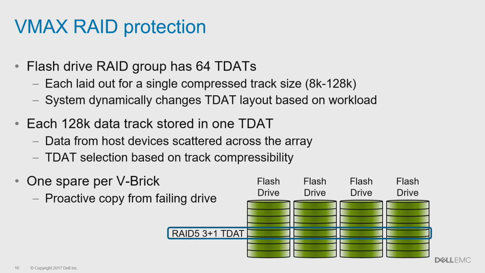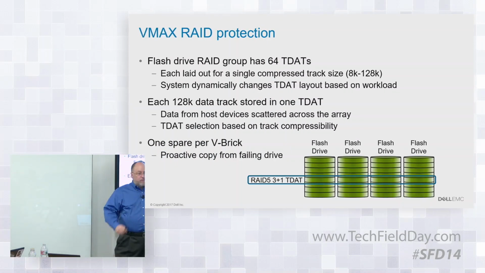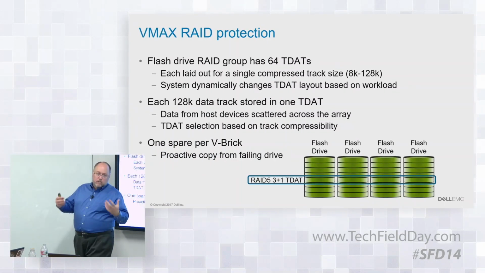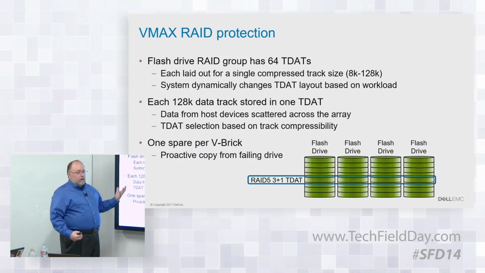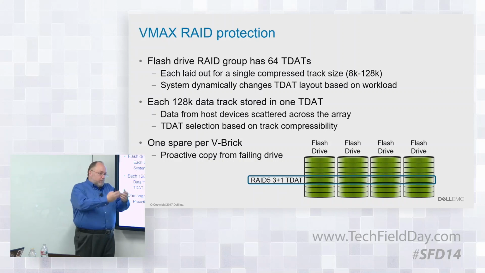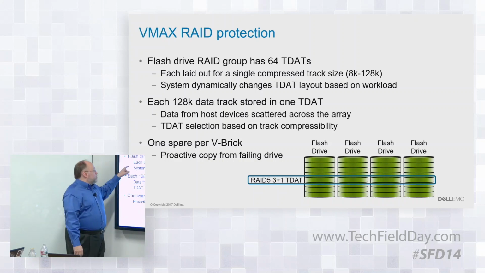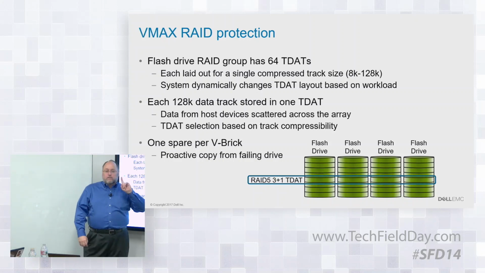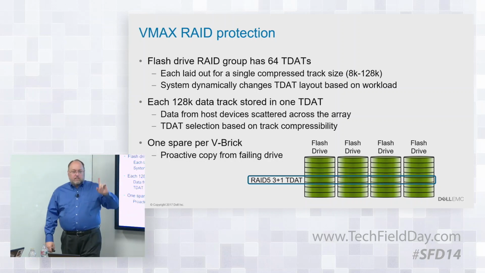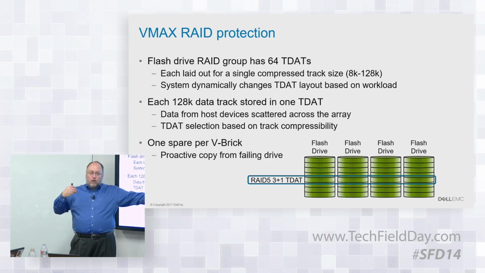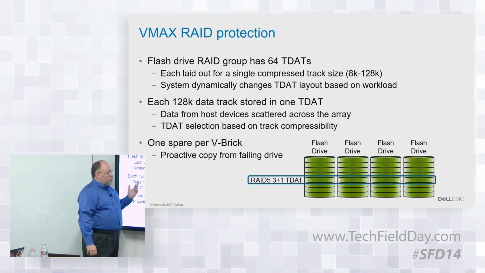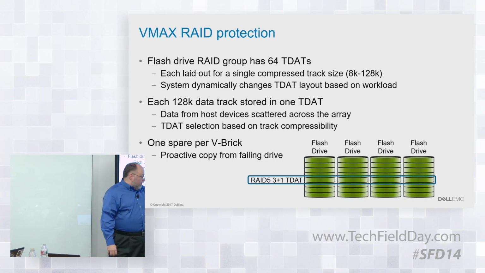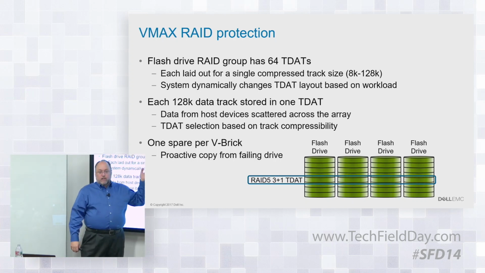So what we do, we take the group of flash drives that are set up in a RAID configuration, and we break them into 64 logical chunks. Each of those is a logical data chunk that we're going to put things on. When you write data, we pick a TDAT, and we put the data in that TDAT. Each one of those is laid out to hold one size of track: either 8K, 16, 24, 32, whatever the compressed result is, somewhere between 8K and 128K. The primary reason we do that is I don't have to do garbage collection.